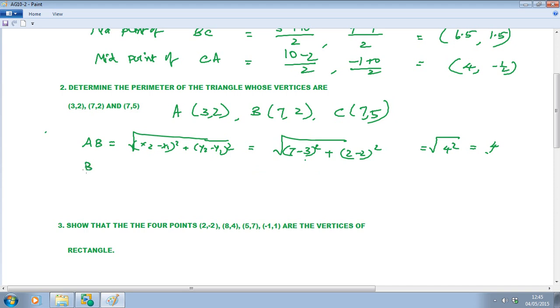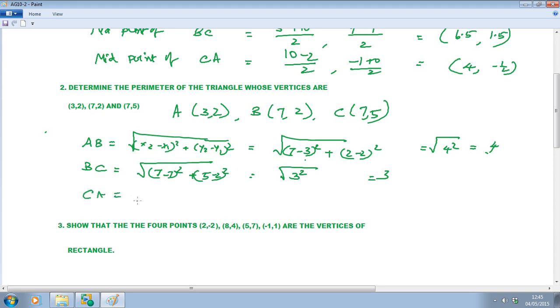Now what is BC? BC is equal to the root of (7 minus 7) whole square plus (5 minus 2) whole square. The first becomes 0, and 5 minus 2 is 3. The root of 3 square is equal to 3. So AB is 4, BC is 3. What about CA?